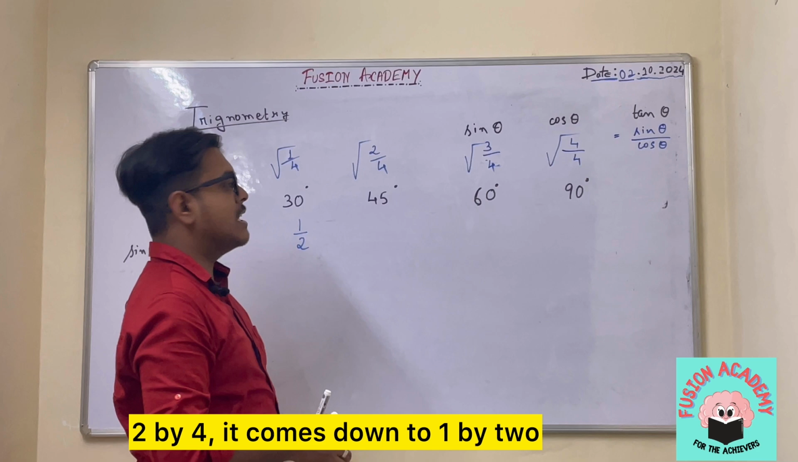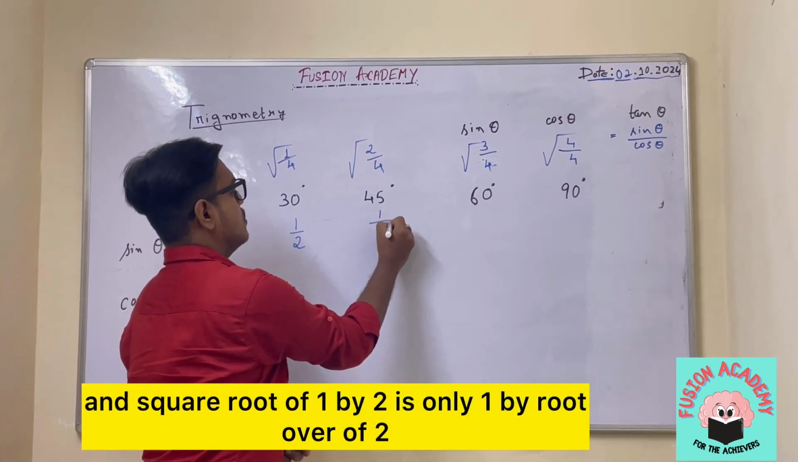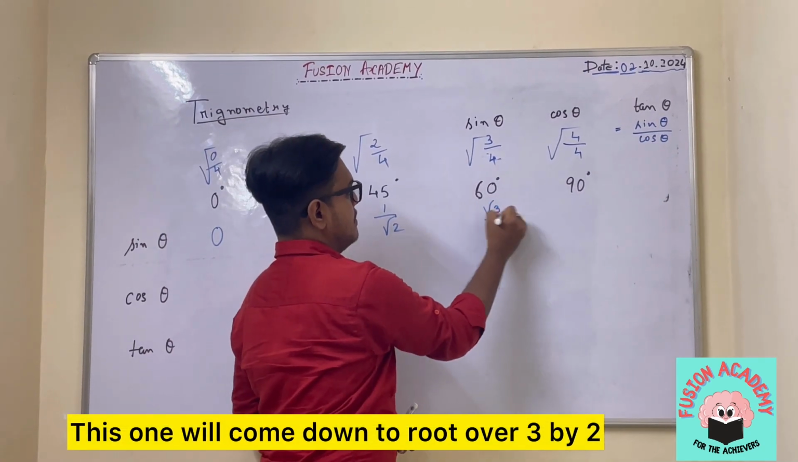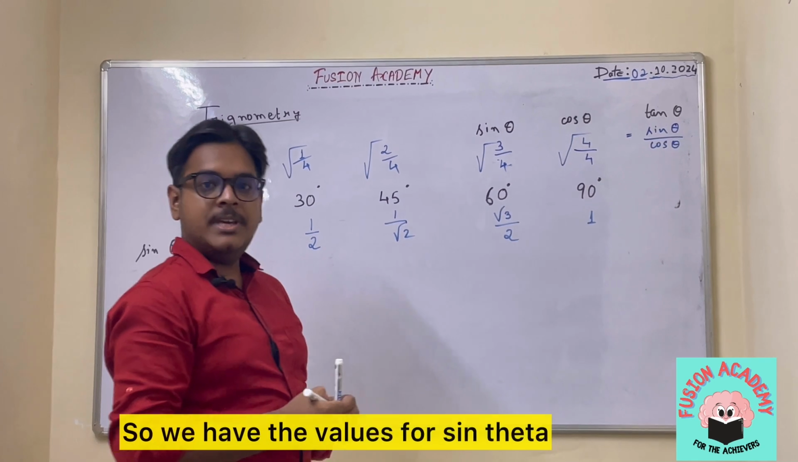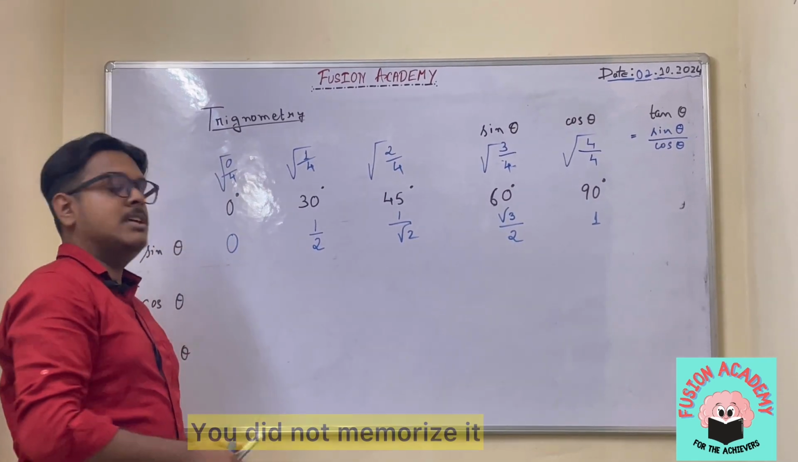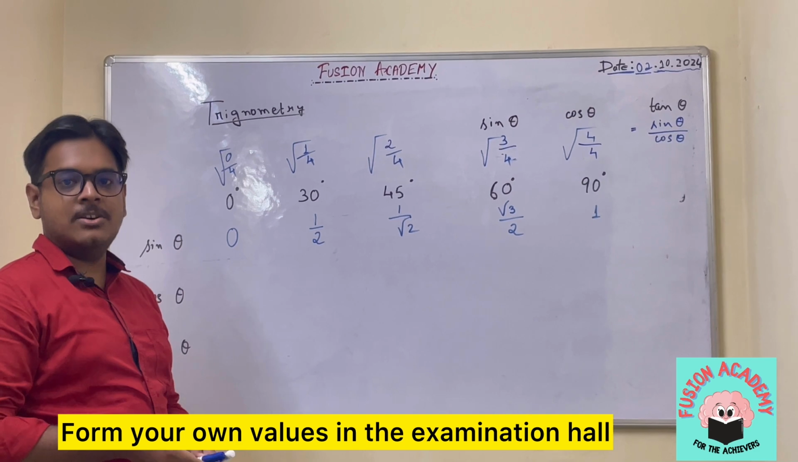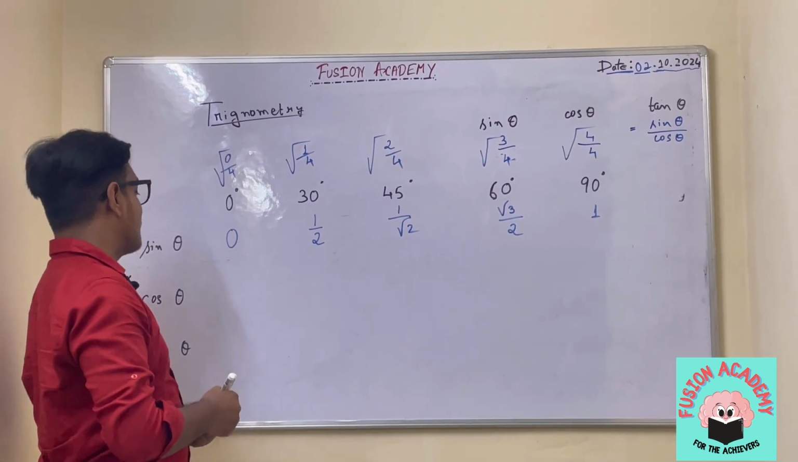2 by 4 comes down to 1 by 2, and the square root of 1 by 2 is 1 by root over 2. This one will come down to root over 3 by 2, and ultimately this one will come down to 1. So we have the values for sin theta. You did not memorize them. Once again I am telling you, form your own values in the examination hall and continue with your sums. After all, you need only the answers and not the process.